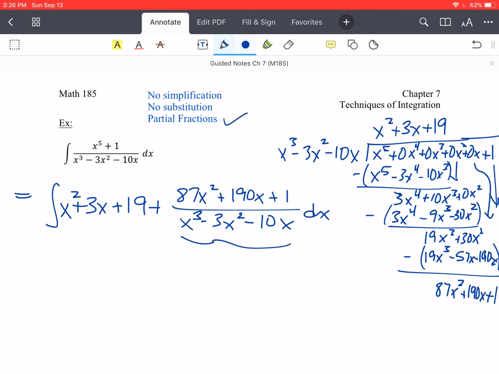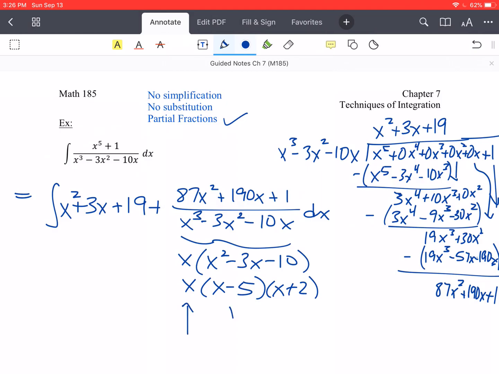Okay, this denominator actually does factor quite nicely, so if you pull out the x, you're left with x squared minus 3x minus 10, which becomes x minus 5 times x plus 2. Okay, so the next thing to do would be to recognize which cases we're utilizing here. So I have distinct linear factor, distinct linear factor, distinct linear factor. So these all fall under case 1 of the partial fractions.